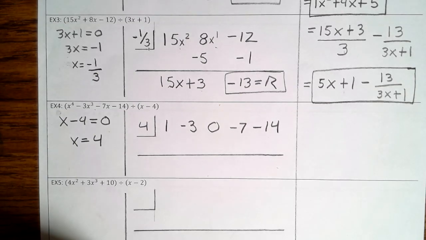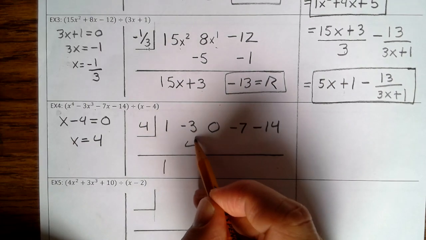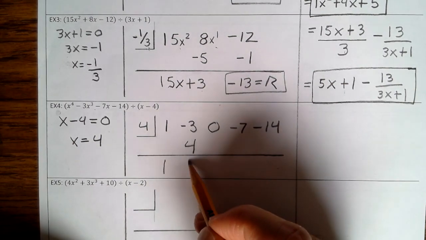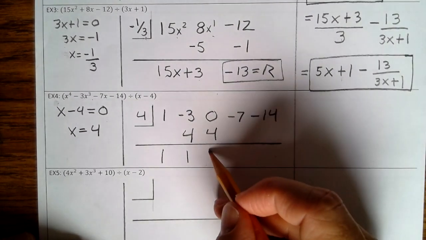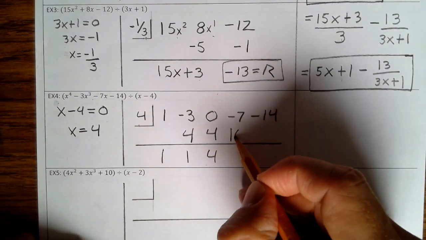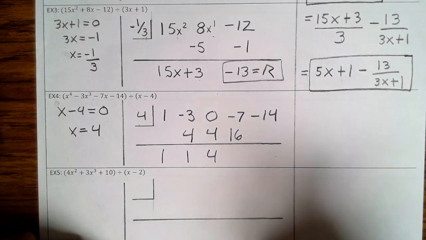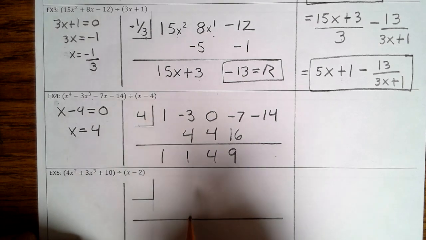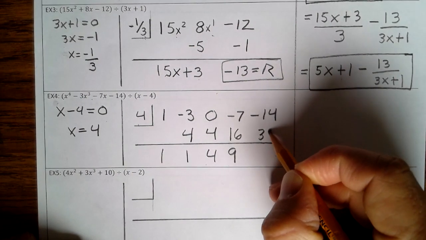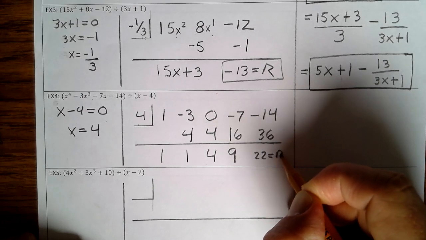Now bring down the 1. 4 times 1 is 4. Negative 3 and 4 is 1. 4 times 1 is 4. Bring down the 4. 4 times 4 is 16. Negative 7 and 4 is 9. 9 times 4 is 36. Negative 14 and 36 is 22. So your remainder is 22.